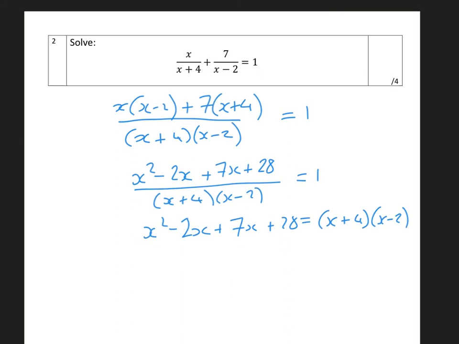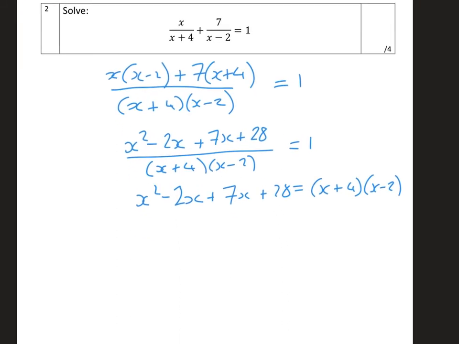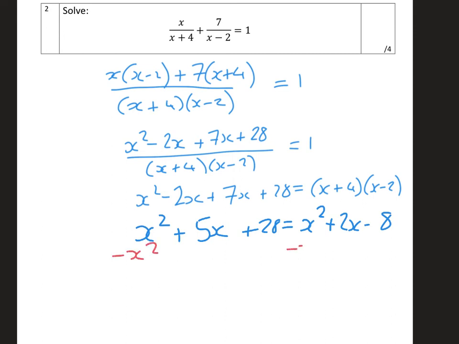Now I'm just going to simplify both sides. On the left hand side, I'm going to expand and simplify. So I get x squared plus 5x plus 28. On the right hand side, I get x squared plus 2x minus 8. And I can take away x squared from both sides. I can take away 2x from both sides. And I can take away 28 from both sides.